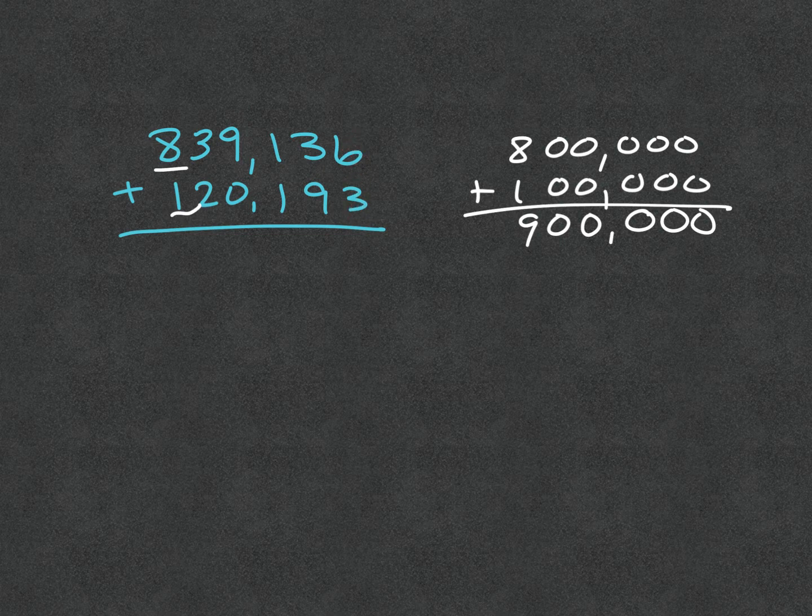6 plus 3 is 9. 9 fits there, so I don't have to carry over. 3 plus 9, or 9 plus 3, is 12. So the 1 carries to the next column, and the 2 comes down.